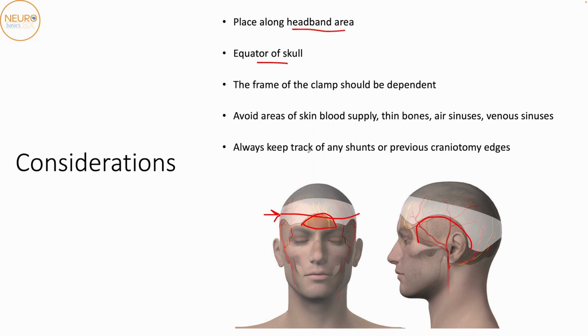You want to avoid areas of skin blood supply, as we saw over here, the areas of thin bones, the areas of the air sinuses, and the areas even of the venous sinuses. Do not put it over the areas of the transverse sinus or the sigmoid sinus, or even the superior sagittal sinus. You also want to remember that sometimes patients would have undergone previous craniotomies or shunts, and you want to keep track of these when you're applying pins and make sure you avoid these areas.